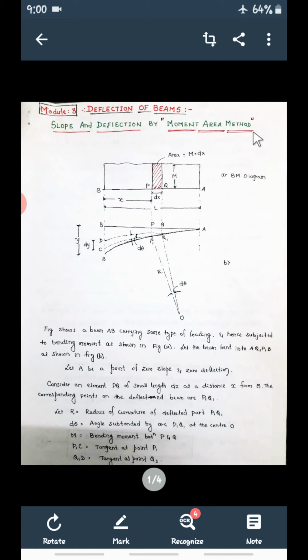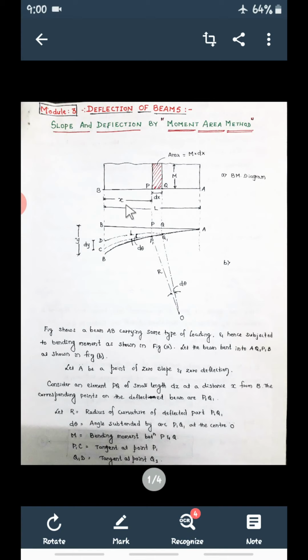In this module, we are going to cover two methods for finding out slope and deflection. The first method is the moment area method and the second method is the conjugate beam method. Let us complete the first method, then we'll go for the other method.